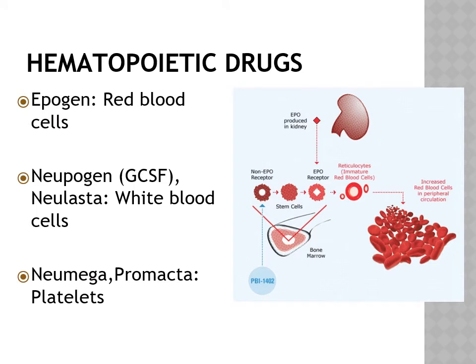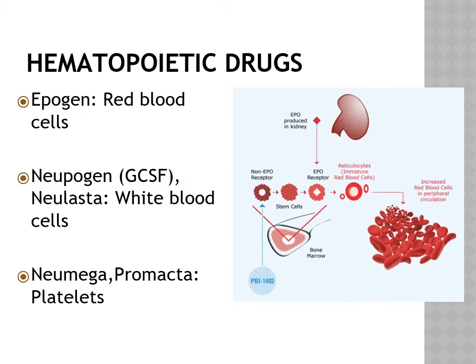So now moving on to hematopoietic drugs. Epogen is a medication that is used to promote or increase red blood cells. This medication is very costly, very expensive. It's given in small volume. And then Neupogen, which essentially increases white blood cells. And then Nplate or Promacta, and this increases platelet production.